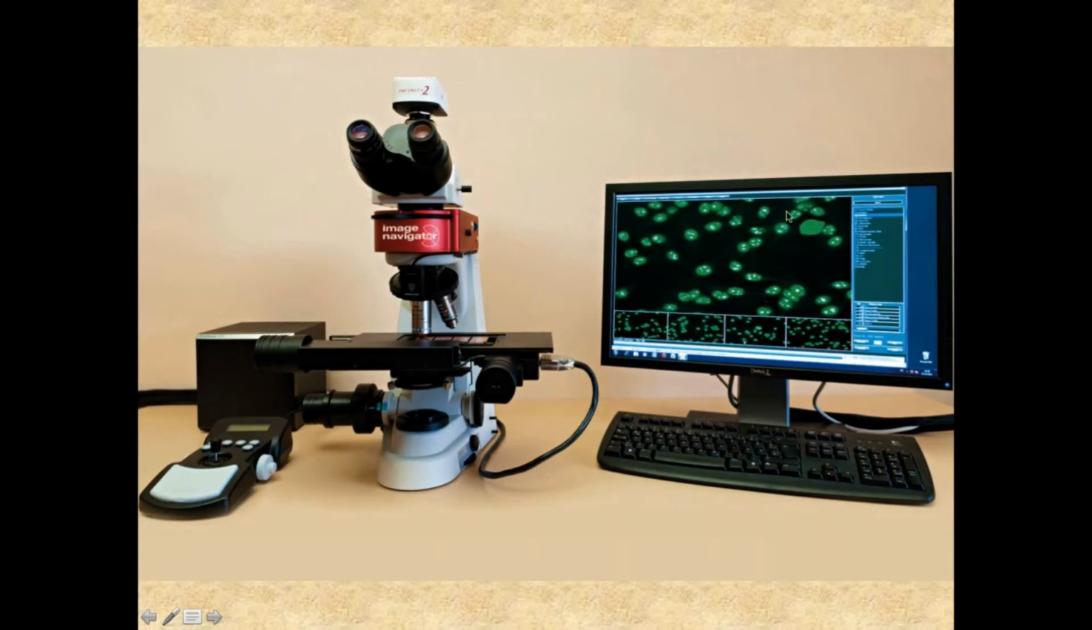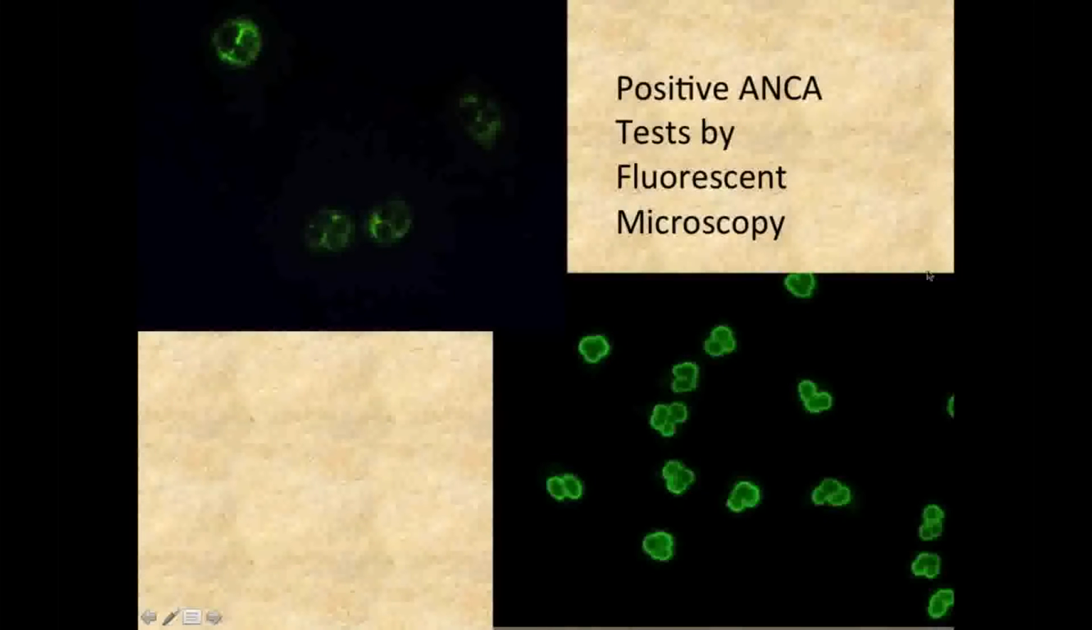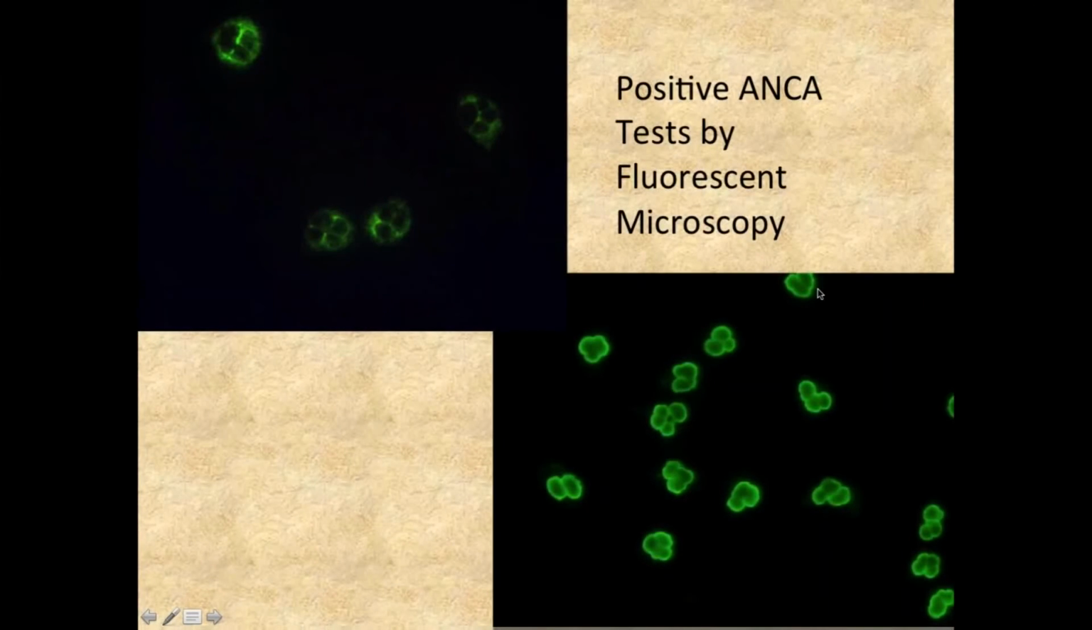And so this can be used on the automated microscope. The Image Navigator is the brand name of it. And this will speed up, and it will also increase the accuracy of ANCA testing. ANCA tests vary quite a bit from one lab to another. They're run with human cells on the microscope slide. The quality of these cells can vary from one preparation to another. The ability to interpret and detect these patterns can vary from one individual to another within the laboratory. And so we do a lot of training and a lot of proficiency testing before we'll allow one of our clinical lab scientists to do the ANCA tests.